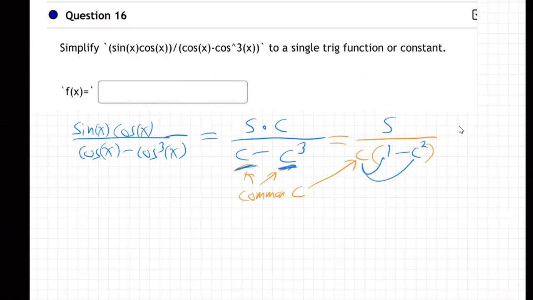And the top doesn't change. It's still just sc. Do you see that on the bottom? C times 1 would go back to c. C times c squared would go back to c cubed, wouldn't it? That's called factoring. It's reverse distribution.